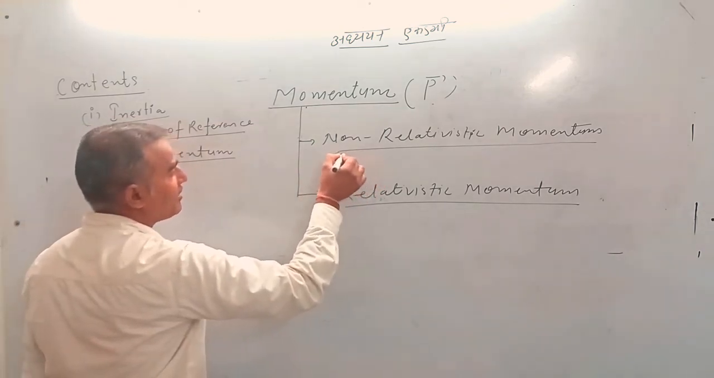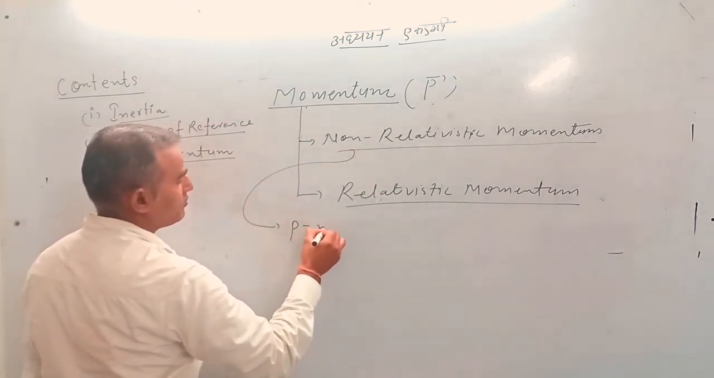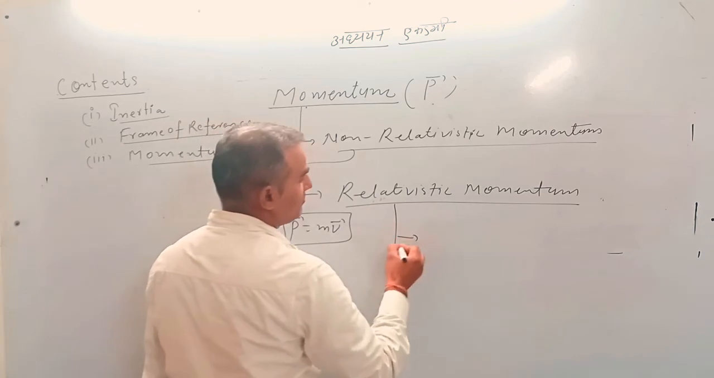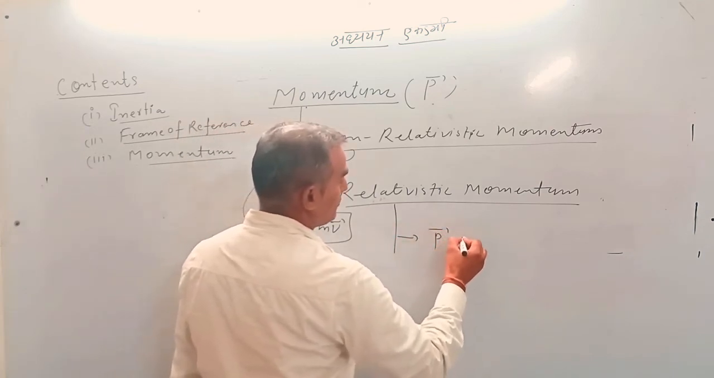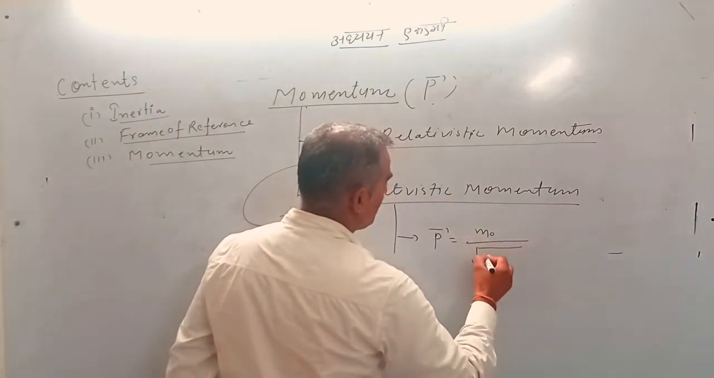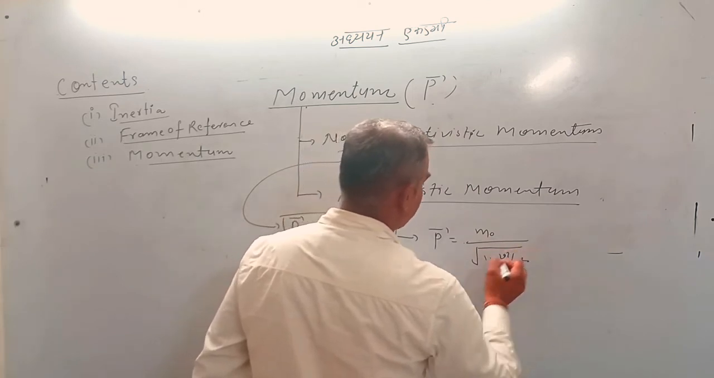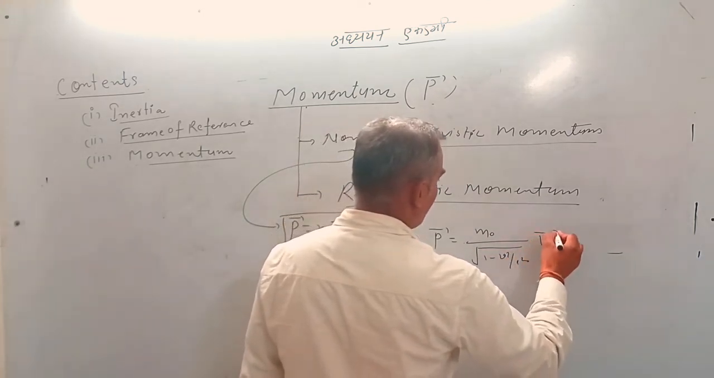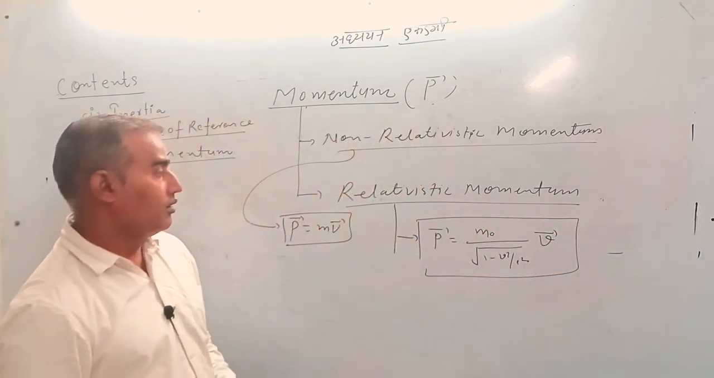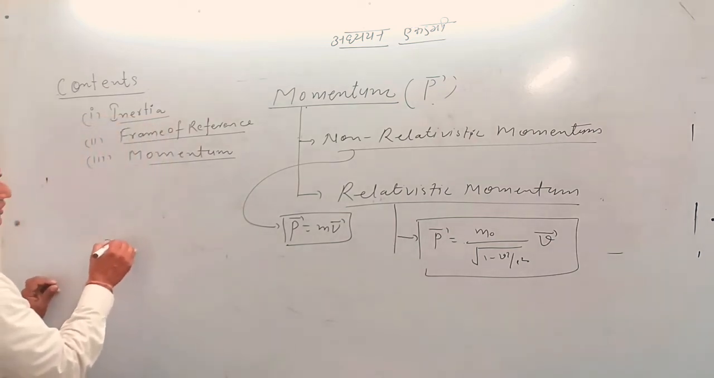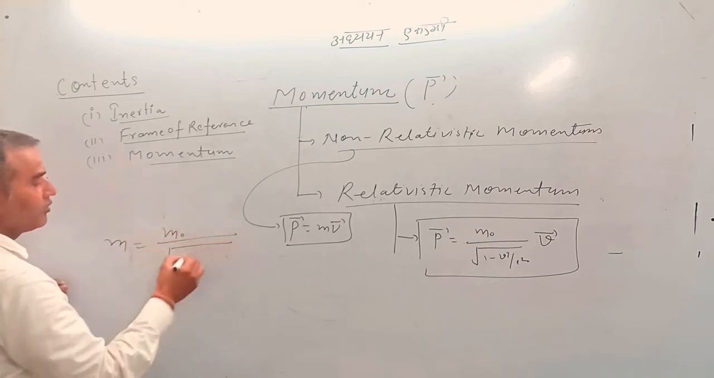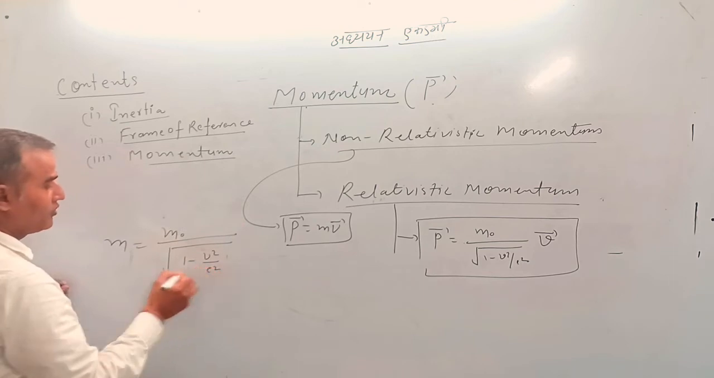नॉन रिलेटिविस्टिक मोमेंटम क्या है? P is equal to mv. This is non-relativistic momentum. And relativistic momentum, P is equal to m naught v upon the square root of 1 minus v square upon c square. This is the variation of mass with velocity: m is equal to m naught upon the square root of 1 minus v square upon c square.